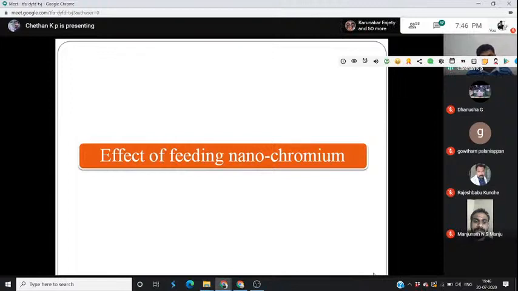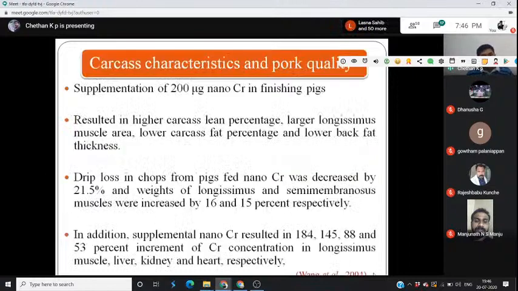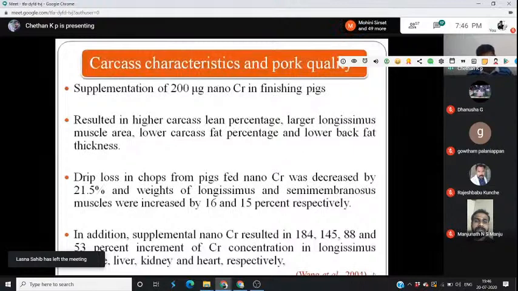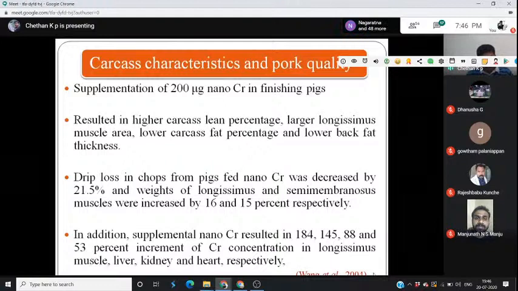Now, the effect of feeding nano chromium. Chromium is mainly used for improving carcass characteristics, especially in the case of pigs, carcass characteristics and pork quality. They supplemented 200 microgram of nano chromium in finishing pigs and found higher carcass lean percentage, larger longissimus muscle area, lower carcass fat percentage, and lower back fat thickness. All these characters will fetch the pork a higher price as per consumer need.